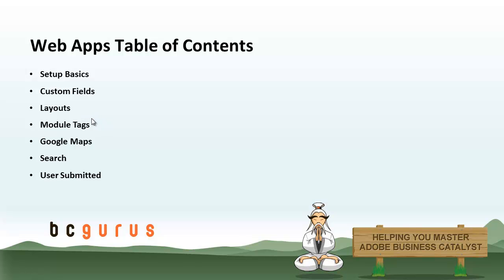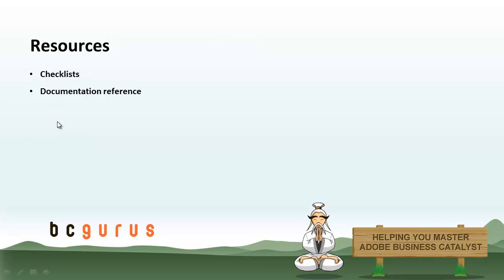Then we're going to talk about all the different module tags, which are basically the way you set up the output for the web app and your options for those. We're going to do a video that covers all the mapping features. We're going to do a video that dives into search and shows you how to set those up and get the specific search functionality that you want. And then we're going to end with a video on user submitted web app items and the things to think about with those and how you get that set up as well.